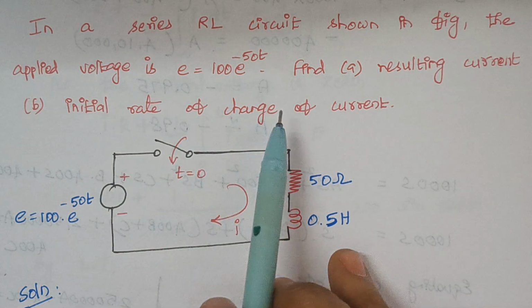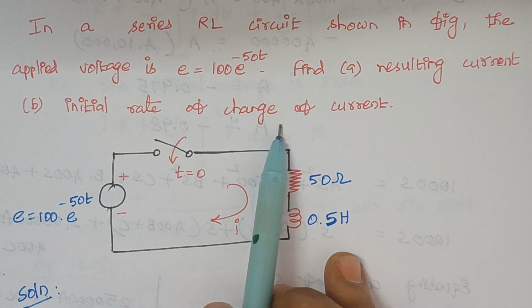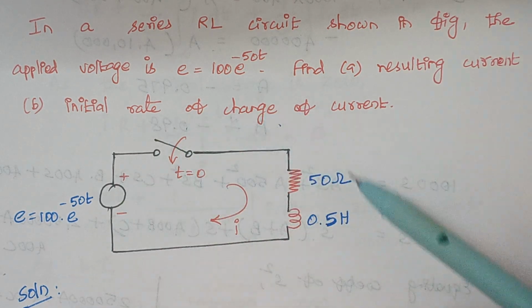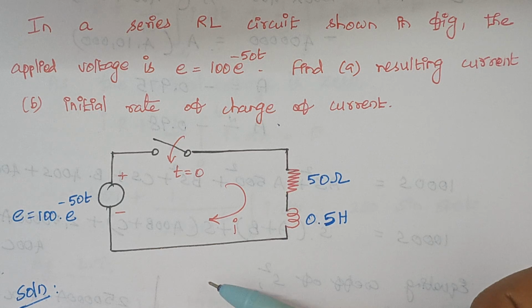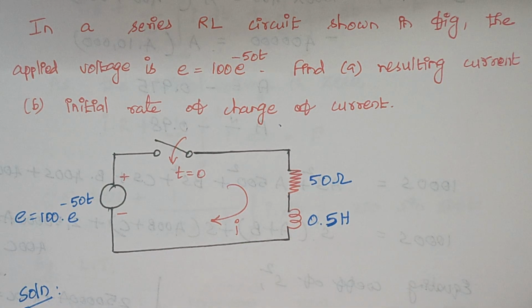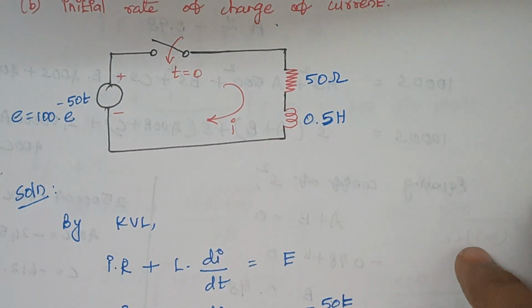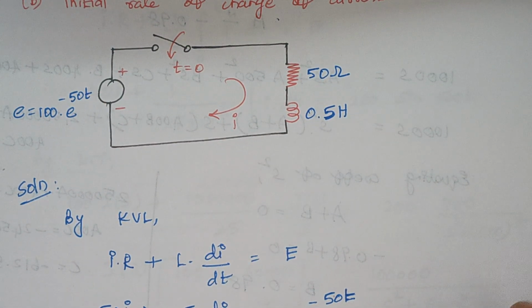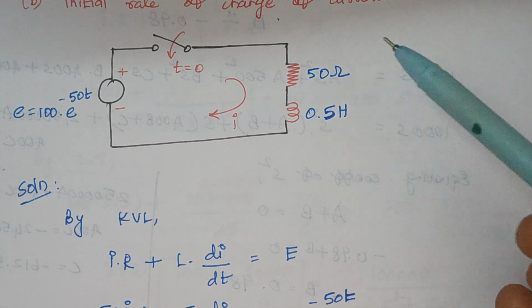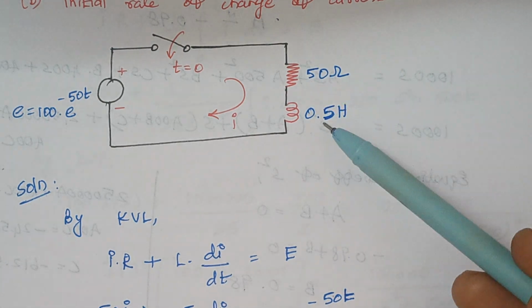What do you mean by rate of change of current? You have to differentiate it with respect to time t. Right. So here this is a given circuit diagram. So the first step is, as usual, you have to apply KVL. Right. So when you apply KVL, sum of voltage rise is equal to sum of voltage drop in a closed circuit. So here the voltage drops are produced by this resistor and inductor.